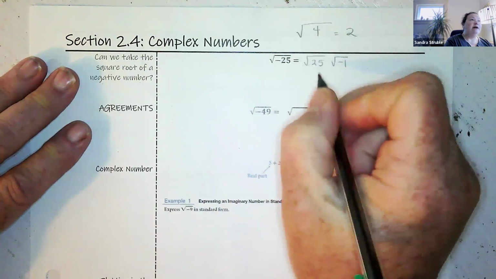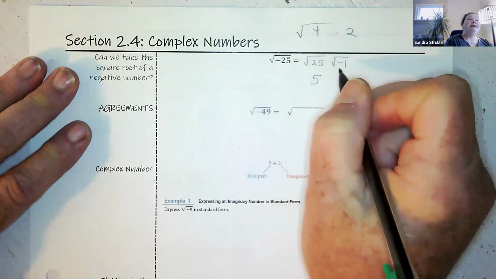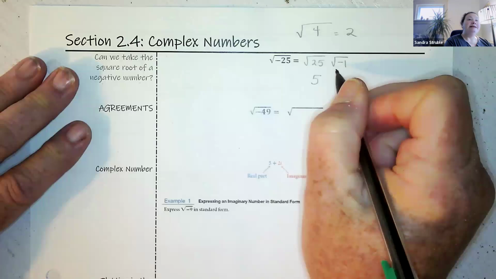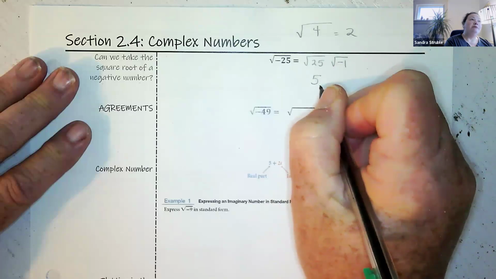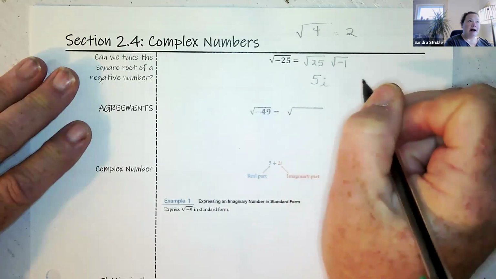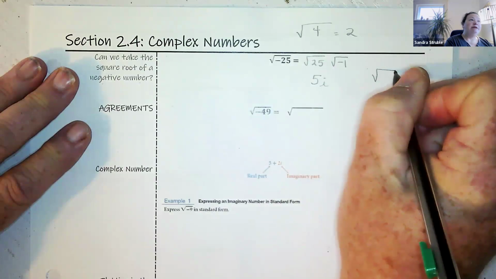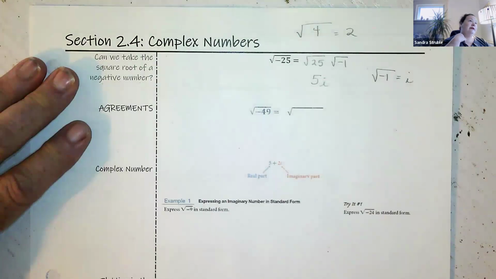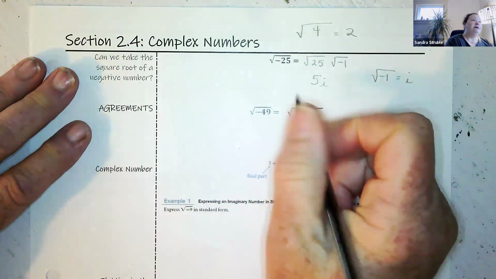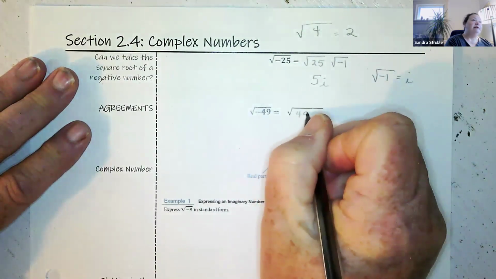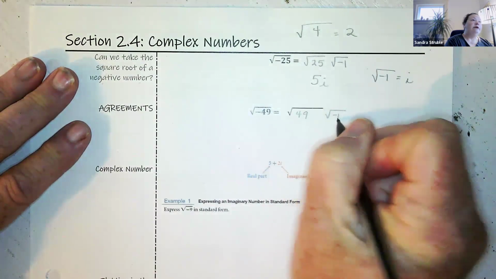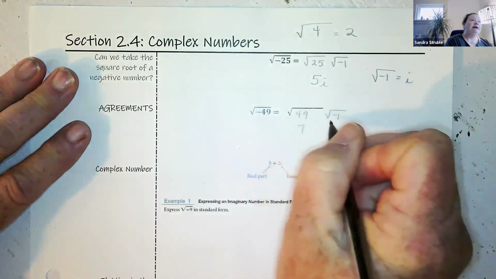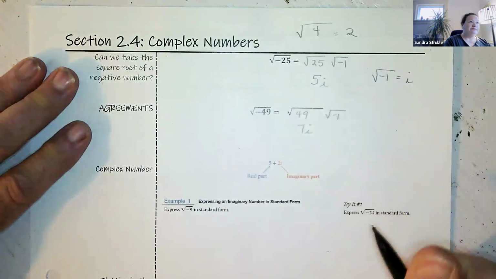The square root of 25 is 5. The square root of -1 is always going to be the same thing, and it's going to be represented by the imaginary term i, and it's lowercase i. So what you need to have in your notes is the square root of -1 is always i. All right. So if we have the square root of -49, that is going to be the square root of 49 times the square root of -1. Square root of 49 is 7, and the square root of -1 is i.